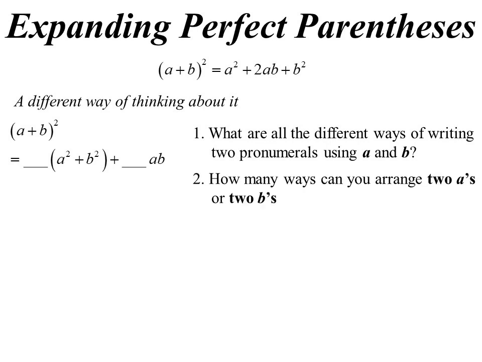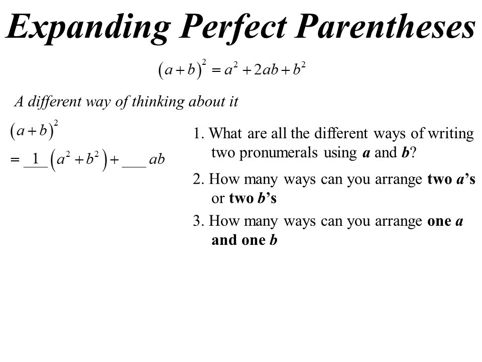So the question now is, well, how many ways could I arrange two a's or two b's? Well, there's only one way of doing that, aa. How many ways could I arrange one a and one b? Well, there's two ways of doing that, or using permutations, 2 factorial. And you see we get the same thing, written slightly different. So I've got one lot of a squared plus b squared plus two lots of ab. Well, that is indeed (a+b) all squared.